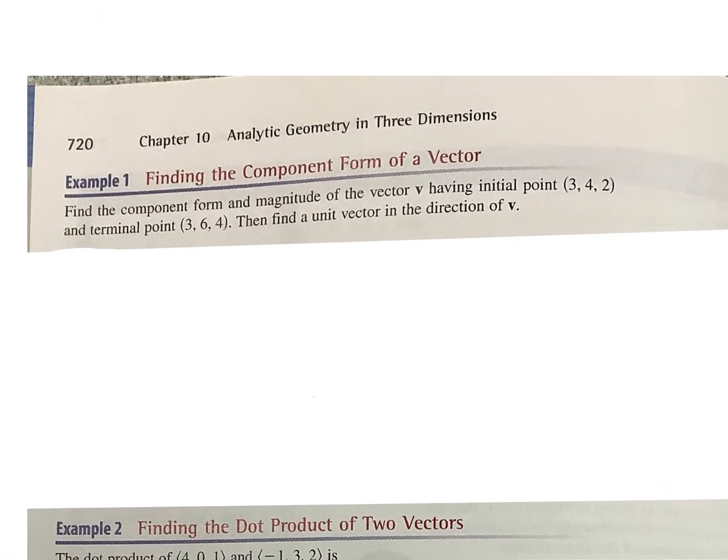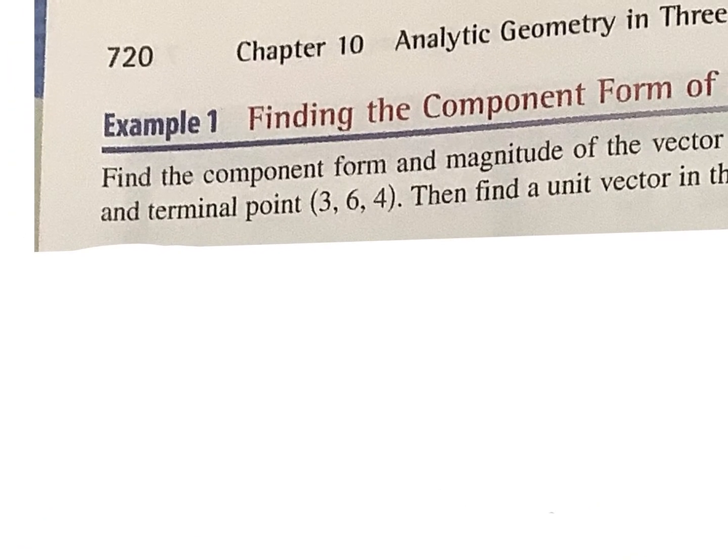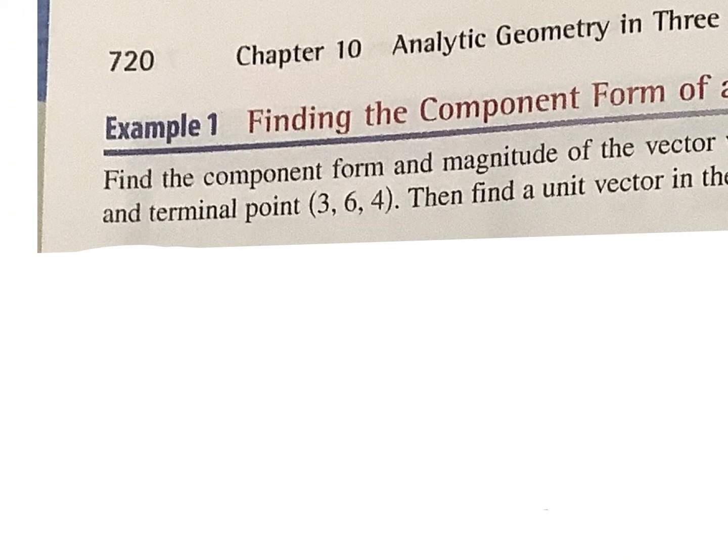So example 1. We have to find the component form and magnitude of vector v having initial point (3, 4, 2) and terminal point (3, 6, 4). So our component form is what? How do we find the component form? What's the formula? That's what I'm asking you. Terminal minus initial.